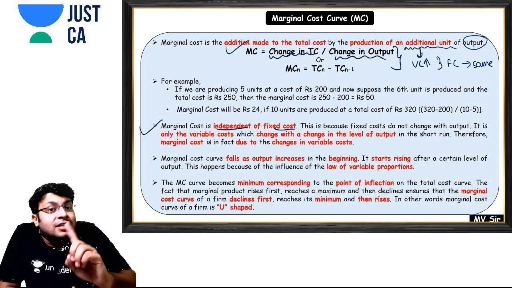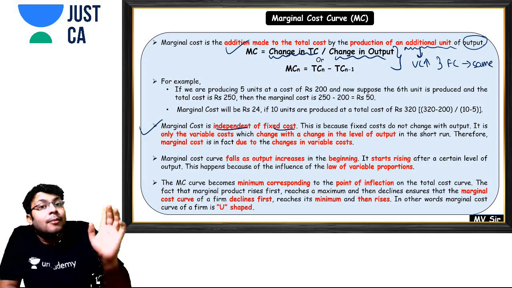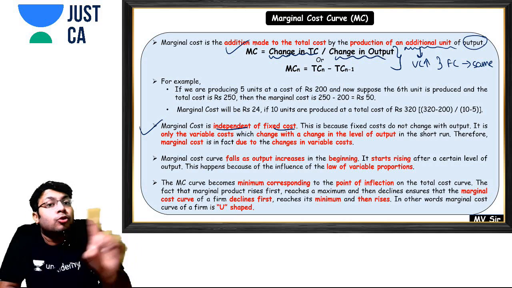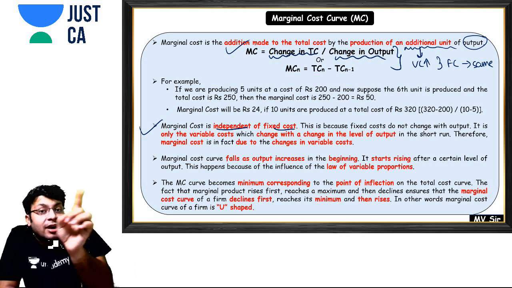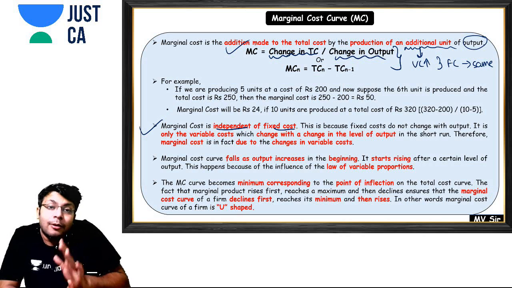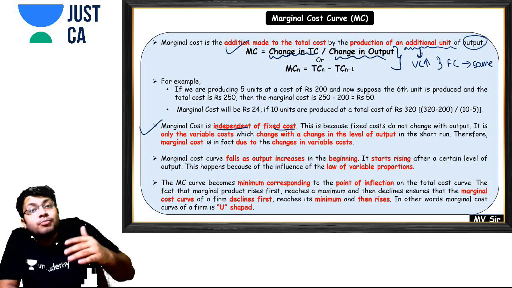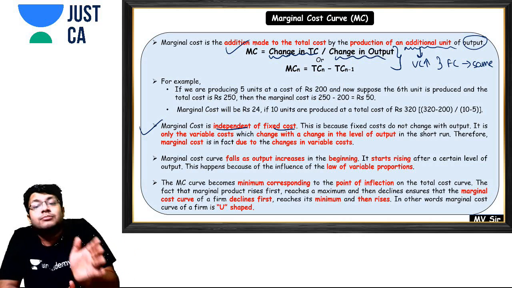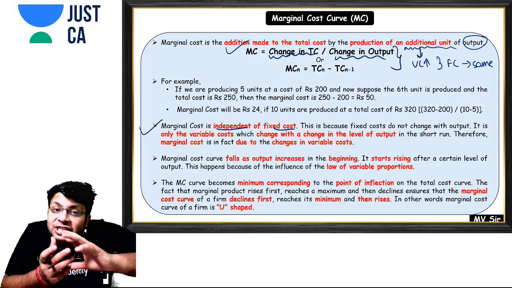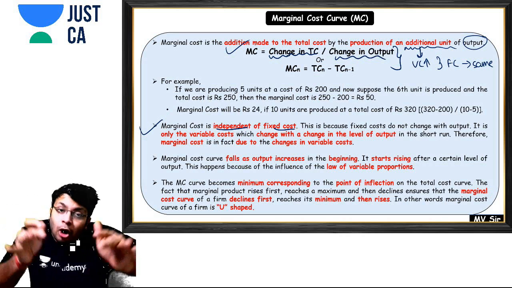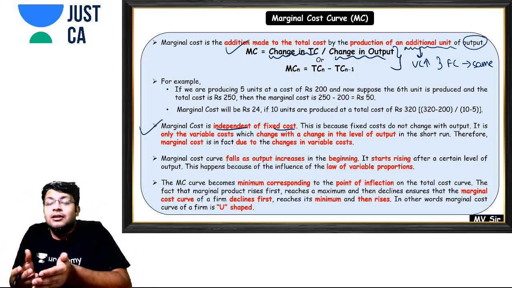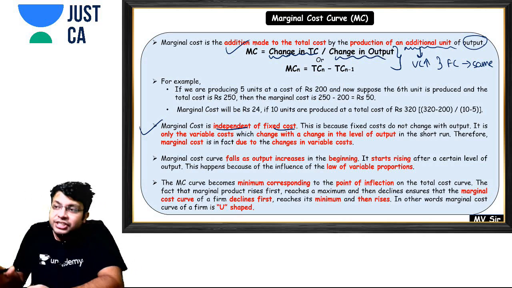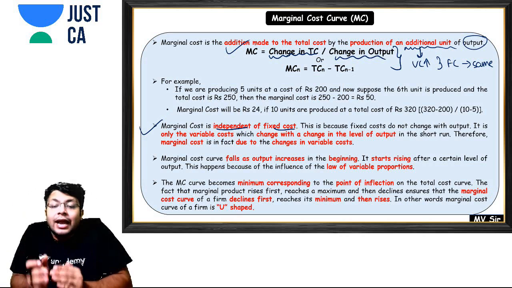See, marginal cost is not equal to variable cost. Please understand, marginal cost is not equal to total cost. Marginal cost is the increase in cost due to one additional unit of output. And variable cost is different. The payments which you make to variable factors of production come under variable cost. But the changes in marginal cost are because of variable cost. Because variable cost changes due to change in output, that is why you get marginal cost.